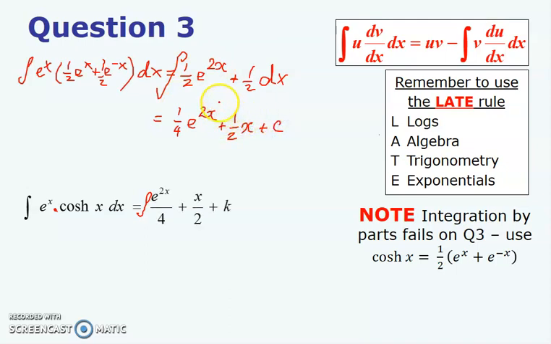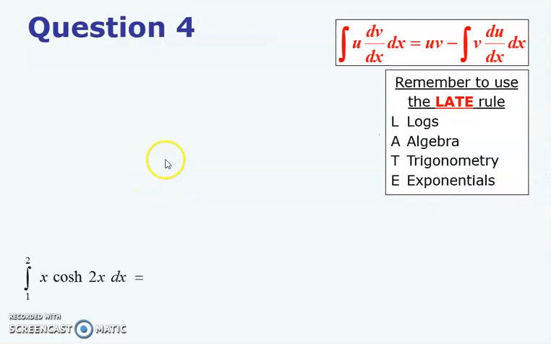See if I agree with that. Yeah, so actually it worked out really easy when you did it. So if you get ones with exponentials times a hyperbolic, it may well be that's the way to do it. And my last question, I've got x cos 2x.